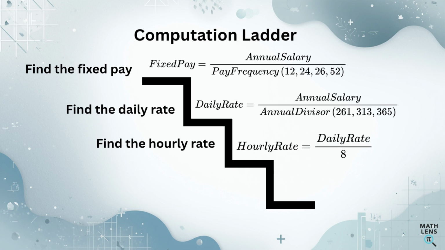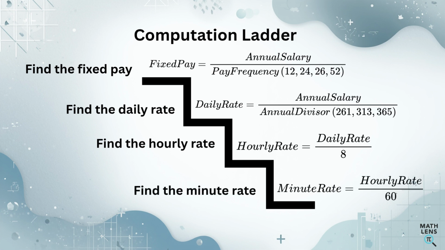Moving down, we determine the hourly rate. This is derived by dividing the daily rate by the number of working hours in a day. This rate is particularly useful if we need to account for overtime or partial workdays. Finally, we find the minute rate. Although it might seem overly detailed, having this precise breakdown can be invaluable in certain payroll scenarios where every minute counts. Remember, understanding these steps helps ensure fair and transparent compensation for all employees.